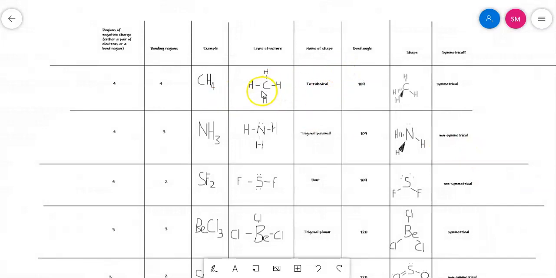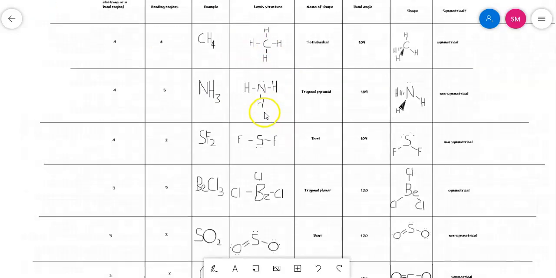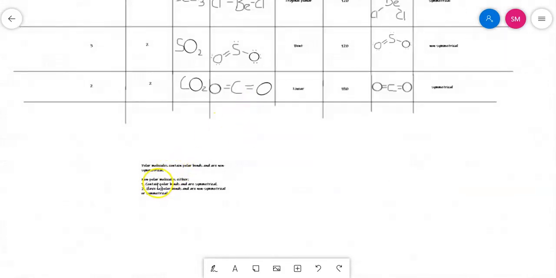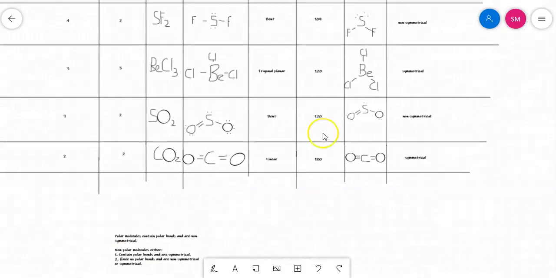So methane, does this contain polar bonds? If there is a covalent bond between two different atoms, then that is a polar bond. So these here are polar bonds. So we've ticked off the first part. Are there polar bonds? Yes. So if it is symmetrical, then it'll be non-polar. If it is non-symmetrical, then it will be polar.